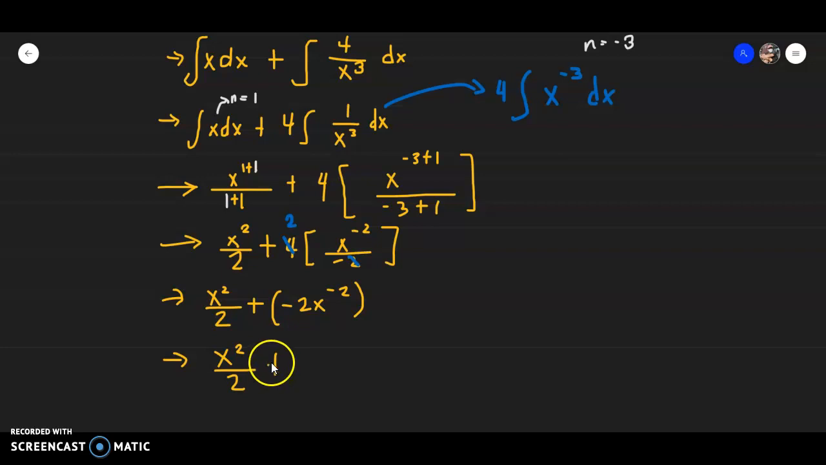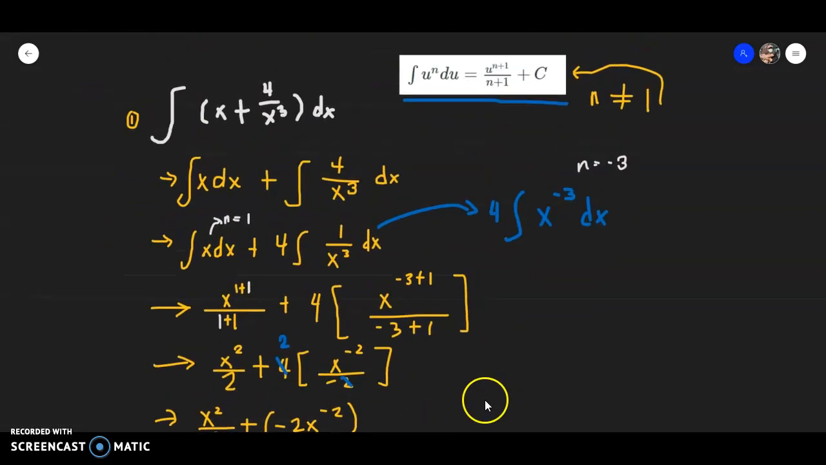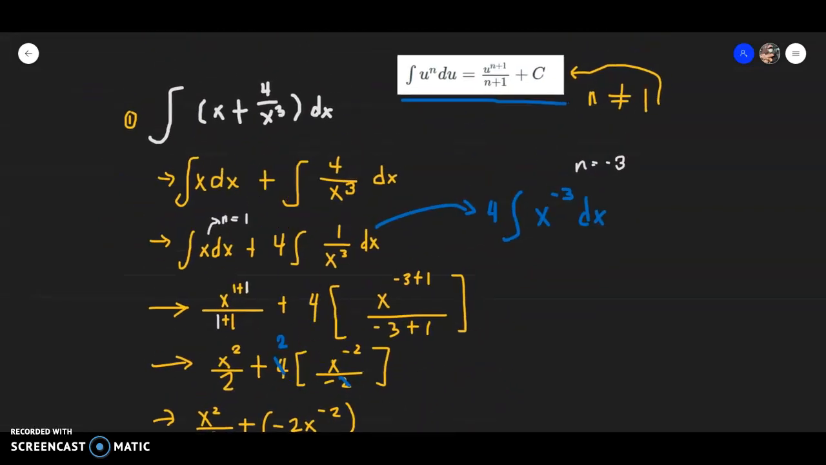So, simplify. Ang magiging sagot natin dyan is x squared all over 2 minus na pala, kasi negative, minus 2x raised to negative 2 plus c. So, ito na yung antiderivative ng function natin. So, ang function natin kanina, copy natin to.